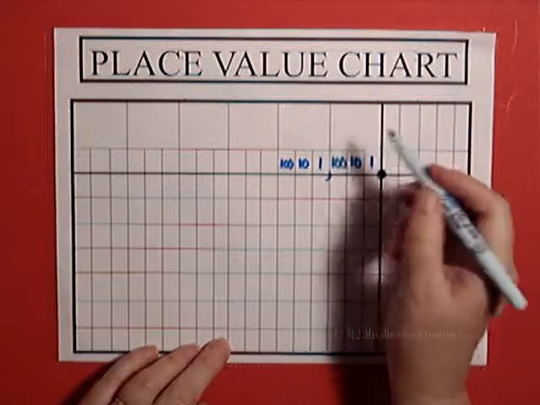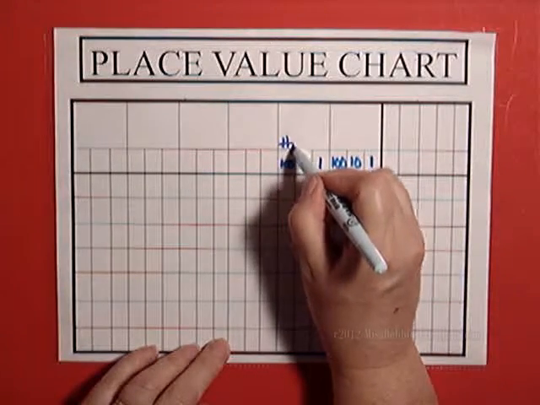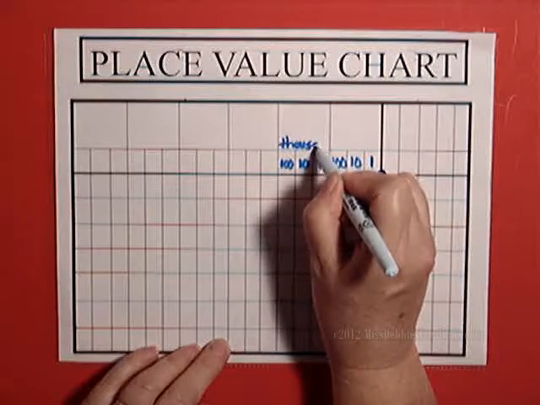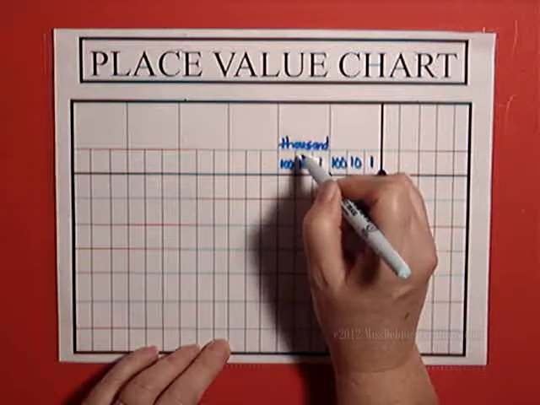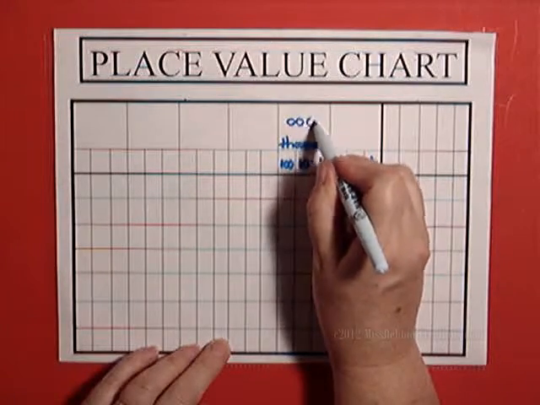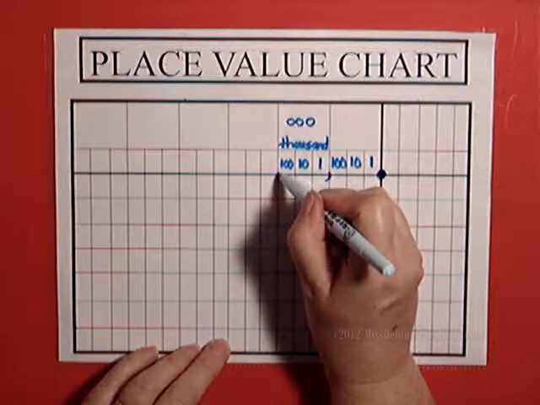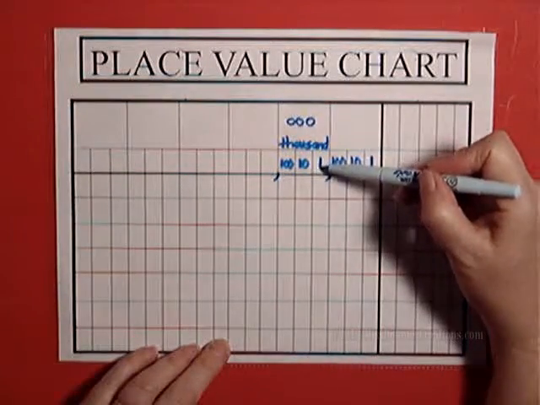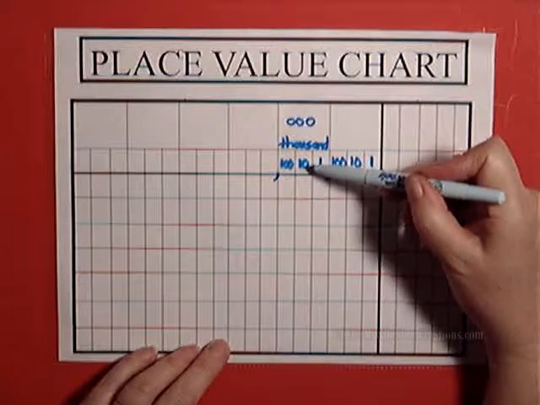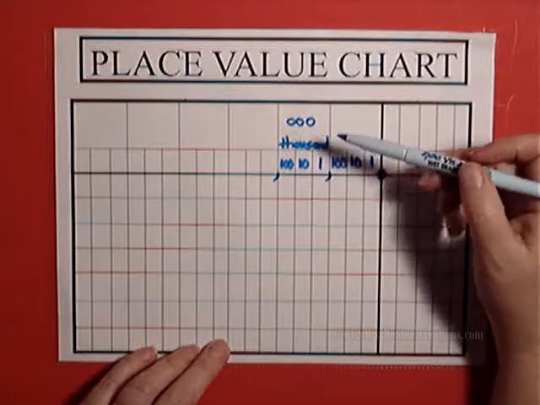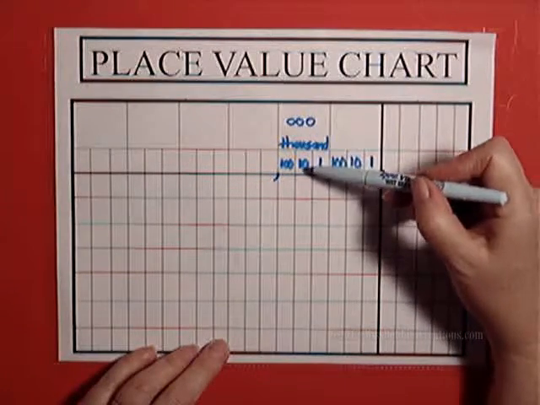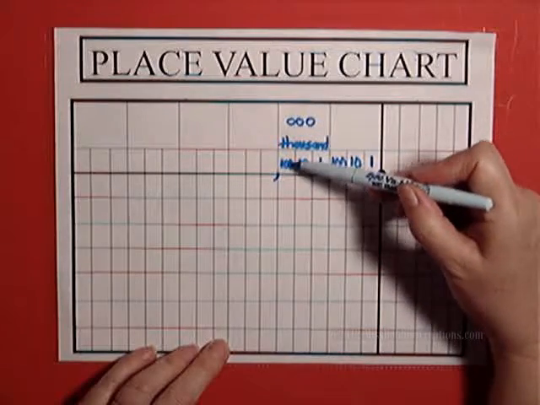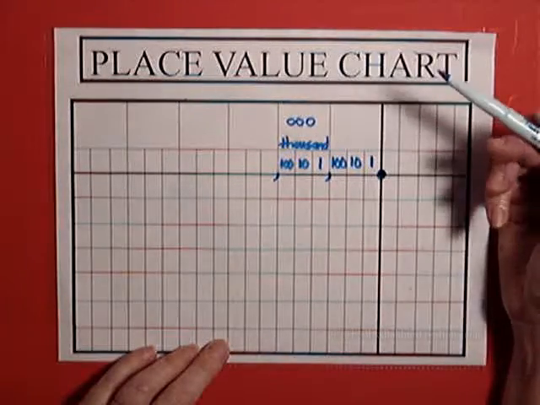Now this section here is called the thousand section, and it has 3 zeros. So this actually means 1,000, 10,000, 100,000. So it's a 1 with 3 zeros, a 10 with 3 zeros, and a 100 with 3 zeros.